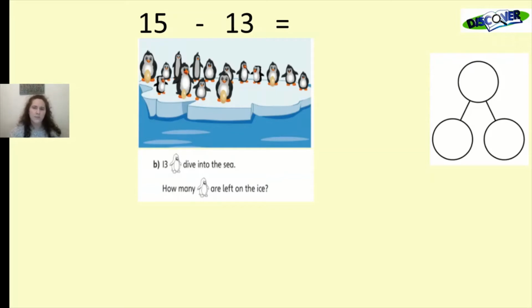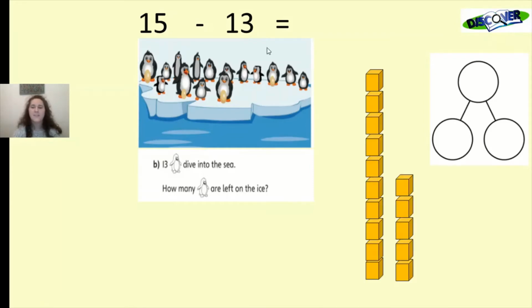Now, there's lots of ways we could find this answer, but today we're going to use objects to represent the penguins in our picture, and we're going to use some blocks. Now, I need to get 15 blocks for my 15 penguins. I know that 15 can be split into a group of 10 and 5 ones. So that is what I'm going to get first of all. Are you ready? Here we go, there is my group of 10, and if I count on with my 5 ones, I'll get 15. So 10, 11, 12, 13, 14, 15. Those are to represent my 15 penguins. But my question is asking me to take away 13. Now, if I take 13 away all at once, counting as I go, it will take me such a long time.